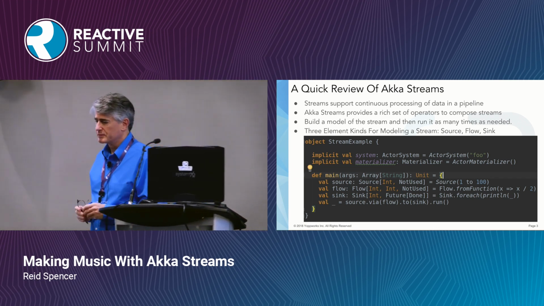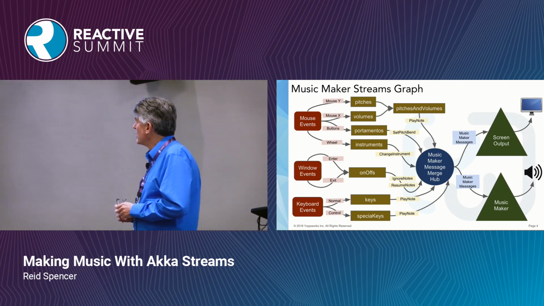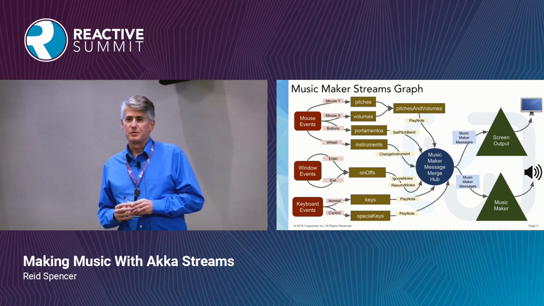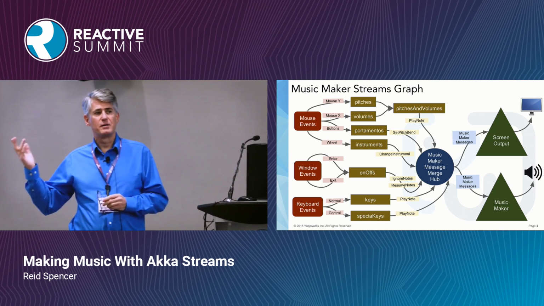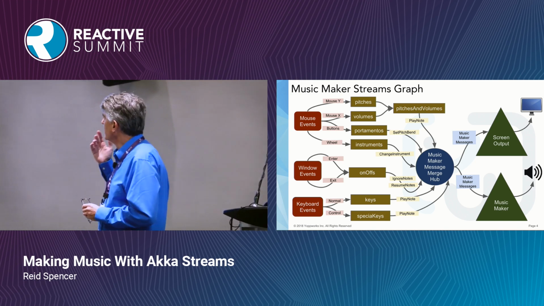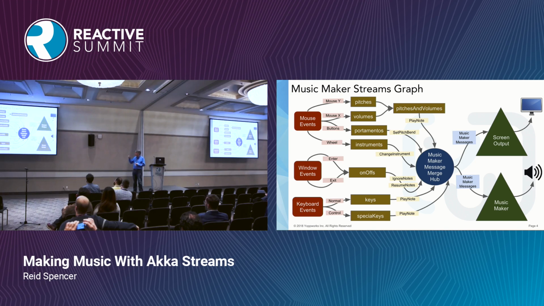This is what I've done with it. On the left in red is the input. So I'm going to take some things from the mouse, from the keyboard, from the window events, and I'm going to put them into these things I call devices. So I take the mouse Y position and turn it into pitches. And I take the mouse X position and use that for the volume. So I can move the mouse around and make volumes and pitches.